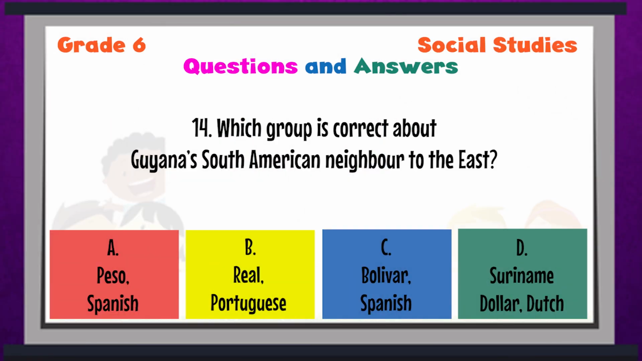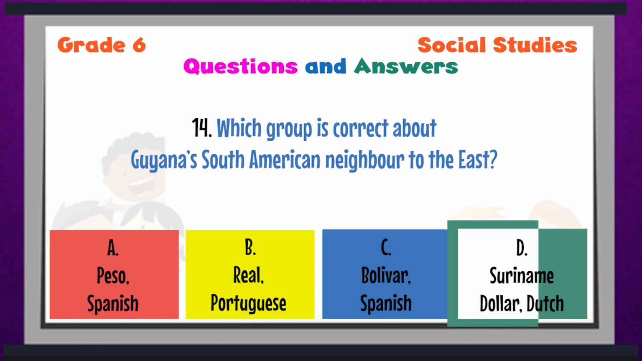Question 14. Which group is correct about Guyana's South American neighbor to the east? A. Peso, Spanish. B. Real, Portuguese. C. Bolivar, Spanish. Or D. Suriname dollar, Dutch. The answer to question 14 is D.